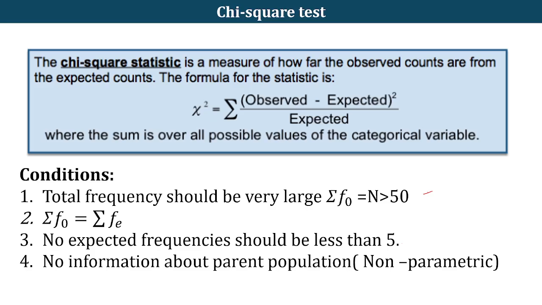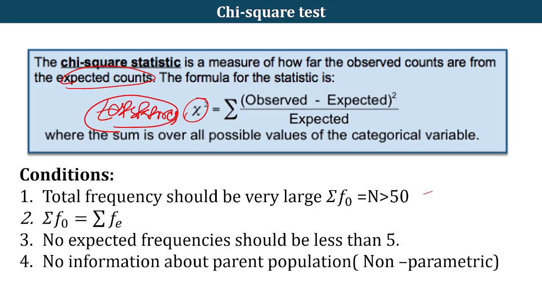The chi-square test is actually a measure of how far the observed counts are from the expected counts. Let's say I'm talking about waiting time in a hospital, so it's going to follow the exponential distribution or maybe the Poisson distribution. Now we feed in the actual data and check how far it is from the expected frequency. For that, the test statistic chi-square will become the summation of (observed minus expected) squared divided by expected.